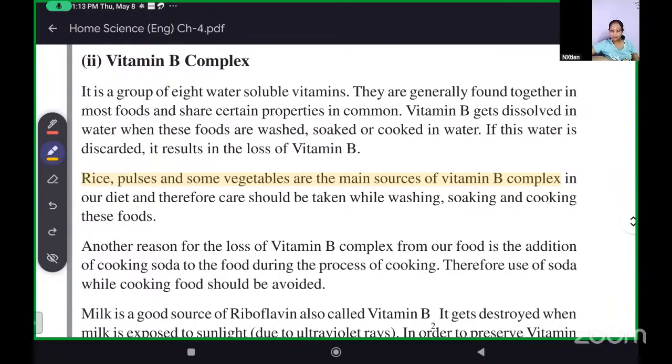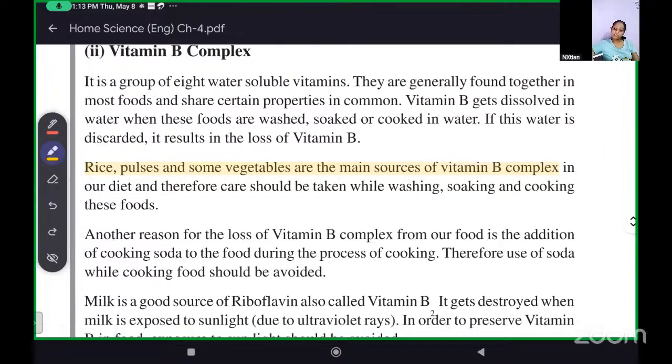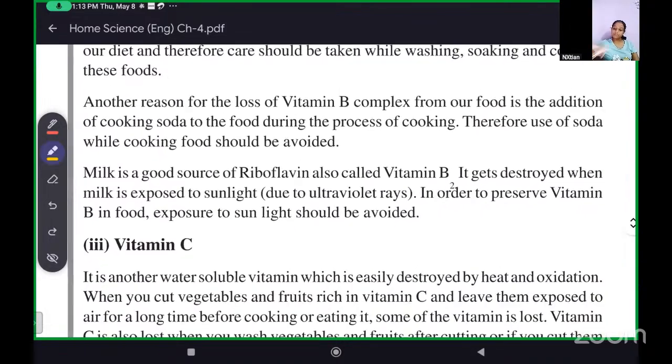Now, another reason for the loss of vitamin B complex from our food is the addition of cooking soda to the food during the process of cooking. Therefore, the use of soda while cooking food should be avoided. Do you know there is a cooking soda, baking powder, that is added to food to make it fluffy, to give it a fluffy texture, right? When we add that, it also leads to the loss of vitamin B complex from the food.